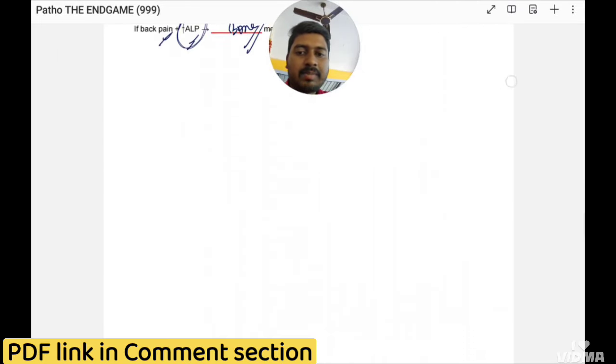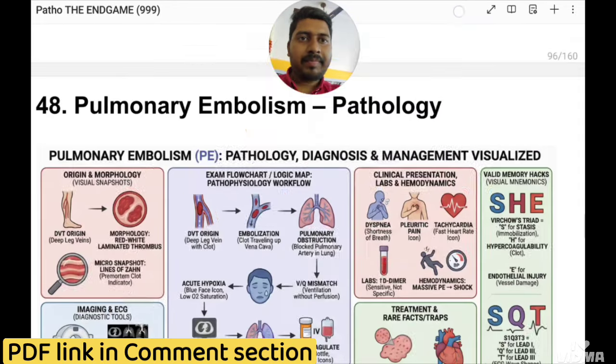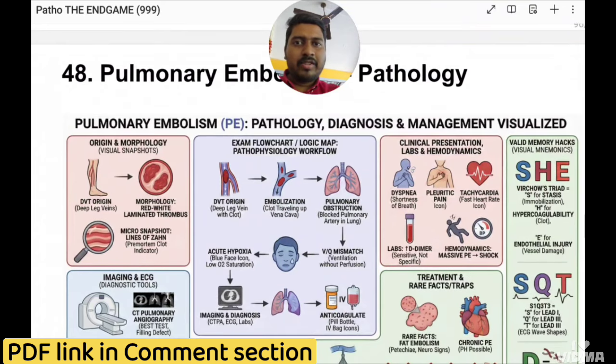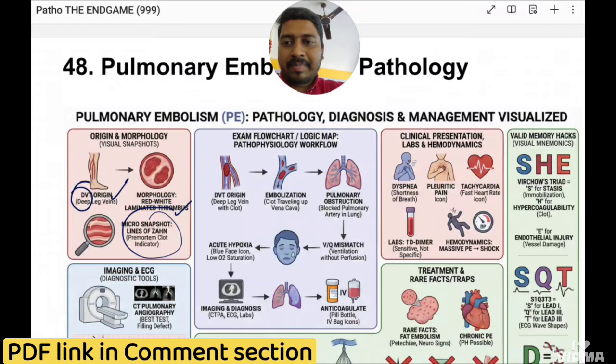So let's move on to the next topic, that is pulmonary embolism, which is important from the medicine aspect also. Pulmonary embolism is a relatively easy topic. For pulmonary embolism to occur, there should be a source, and in most cases that source is deep vein thrombosis. Because of deep vein thrombosis, inside the deep veins you will get something known as a red-white laminated thrombus. This thrombus gets dislodged and then goes and blocks the pulmonary vessels. If it is a postmortem clot, then it is known as lines of Zahn.